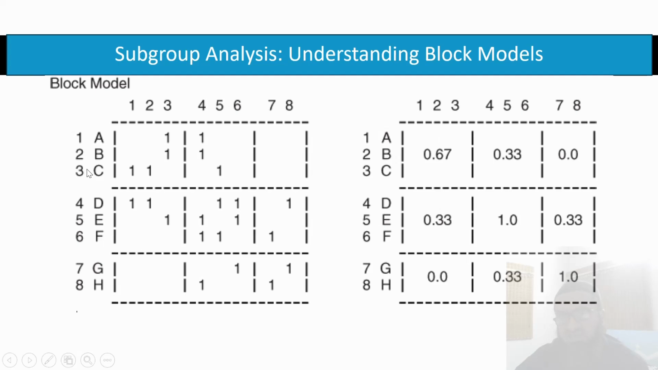And how many links are there? There can be 9 different links, but how many links are there? 1, 2, 3. So 3 upon 9, the density is 0.33. Here the density is 0. Similarly, 3 upon 9, 0.33 density.